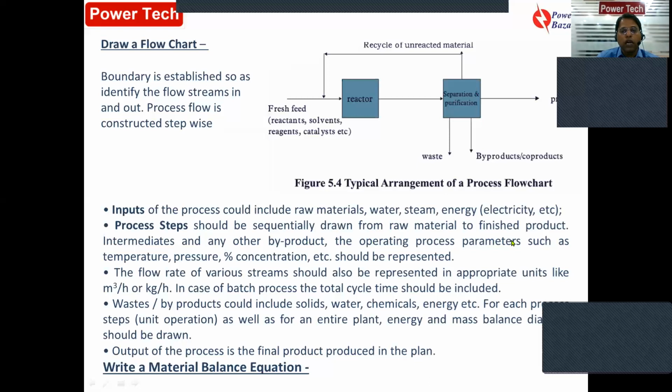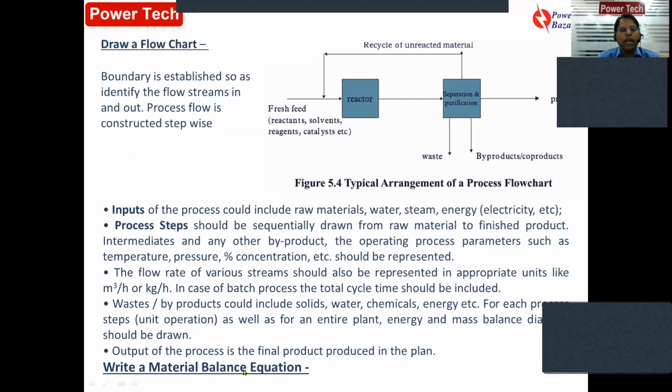The operating process parameters such as temperature, pressure, percentage of concentration, etc., should be represented in the process flow chart. The flow rate of various streams should also be represented in the appropriate unit like meter per hour, kg per hour. In case of a batch process, the total cycle time should be included. Waste byproduct could include solid, water, chemical, energy, anything. For each process step, unit operation as well as for the entire plant, an energy mass balance diagram should be drawn. Output of the process is the final product produced in the plant.